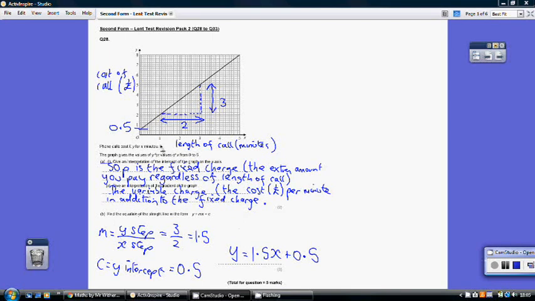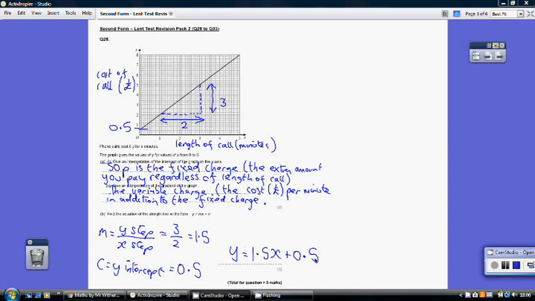Now, for part B, as I was saying earlier on, the gradient, the slope, we work out by the y step, the amount up, divided by the x step, the amount across. 3 divided by 2 is 1.5, and that's what I was talking about up here, £1.50 per minute. Now the c is the intercept on the y-axis, and that's our 0.5 fixed charge. So find the equation of the straight line in the form y equals mx plus c: y equals m, the gradient, that's 1.5, times x, plus c, the y-intercept, 0.5.